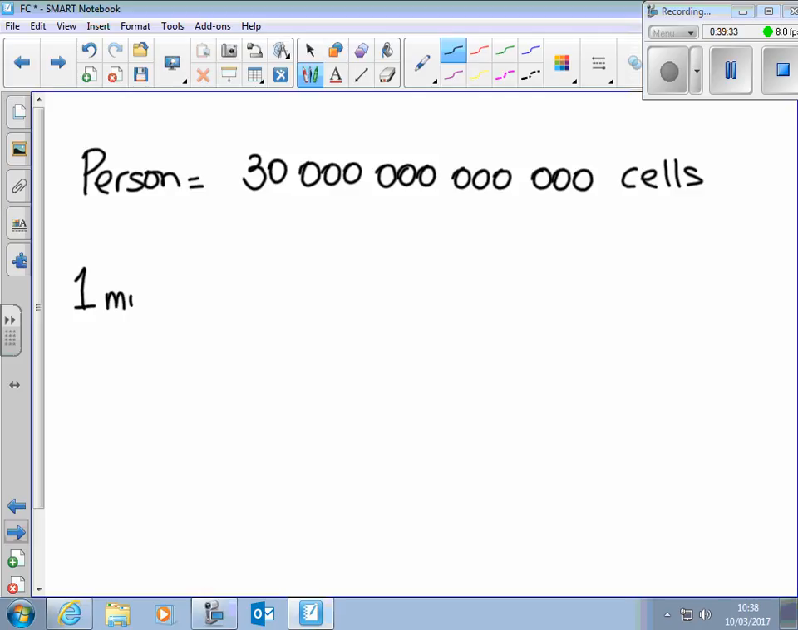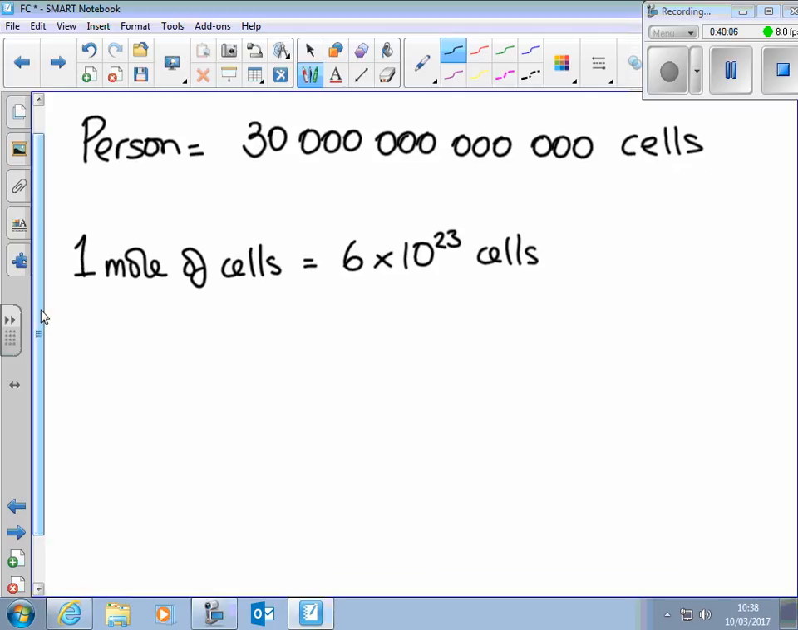Well, 1 mole of cells, I haven't got room to write it all in, is 6.02 times 10 to the 23. Let's leave out the 0.02 because it makes it easier with the 6 and the 3 there. That many cells is 6 times 10 to the 23. So how many people would you need to get a mole of human cells? How would you work it out? Is it 1 point something? No. 6 and 3 are the magic numbers here. There's 13 zeros in the person number, and we need to get 23 zeros.